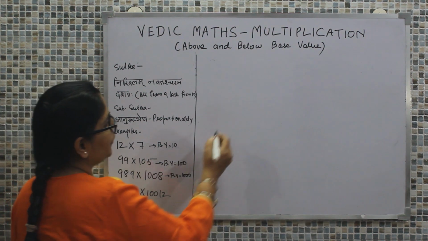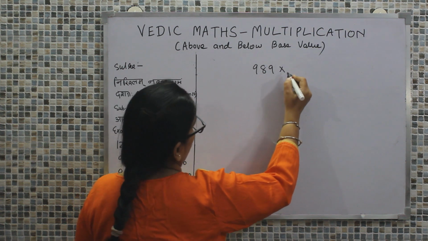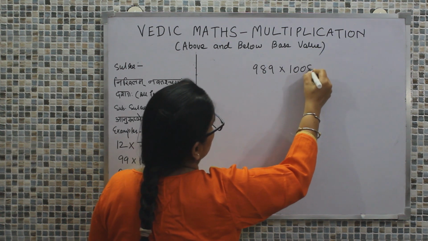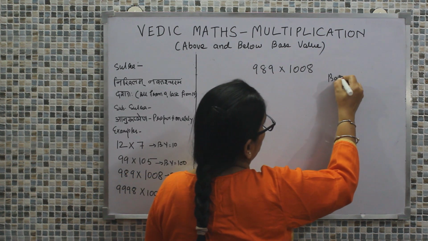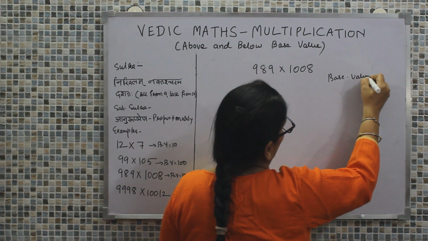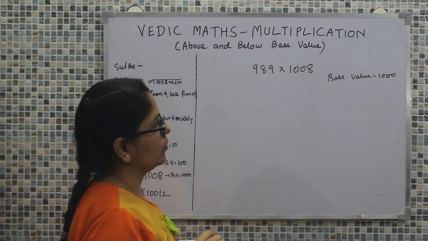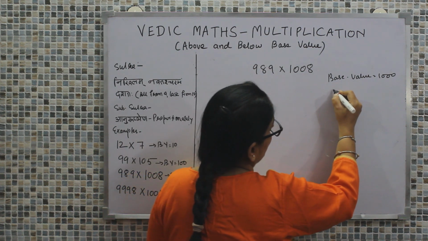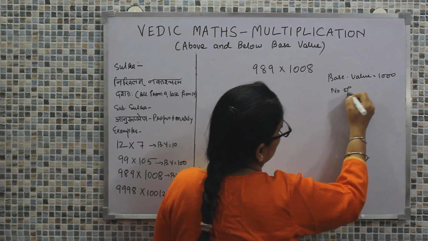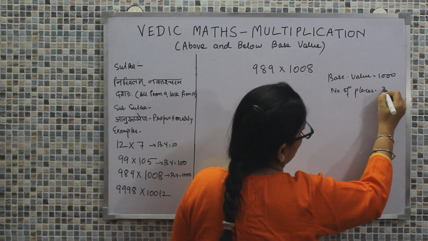So the next example we need to take is 989 into 1008. The base value over here is 1000 because both the values are closest to 1000. One value is above and the other value is below. Now identifying the number of places. Number of places means number of zeros. So we have 1, 2, 3.